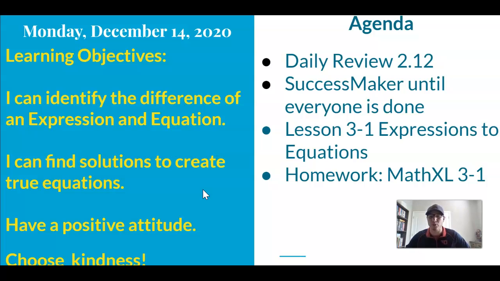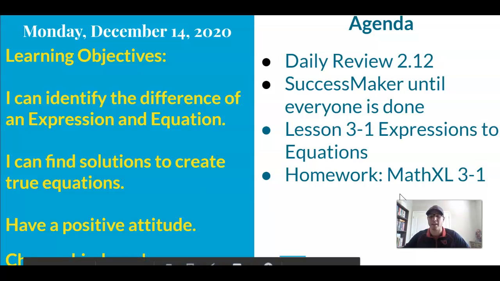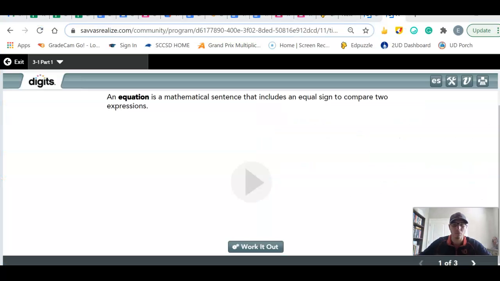So a totally new topic here. We are moving from expressions to equations. This is exciting stuff. I enjoy equations. It is something that you continually use in junior high and high school, so this is an important topic. Your homework for today is MathXL 3-1. Let's go ahead and get started.